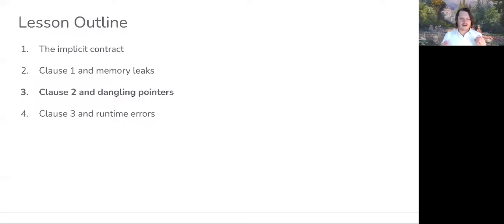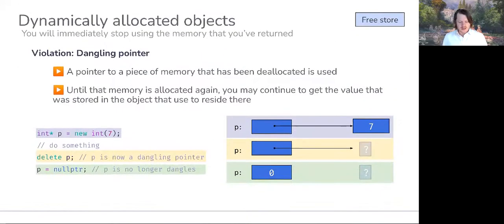Howdy and welcome back. So, clause 2 and this thing called a dangling pointer. What is that? Well, we'll get into it. The second clause was that you will immediately stop using the memory that you've returned. The violation of not doing this is going to be a dangling pointer. Essentially, a dangling pointer is a pointer to a piece of memory that has been deallocated.